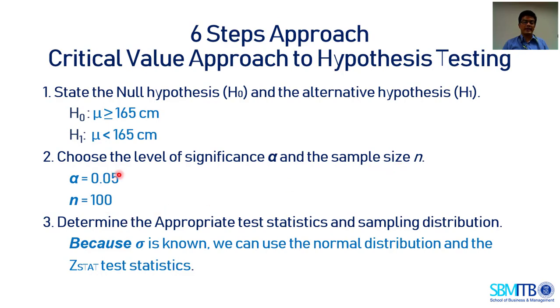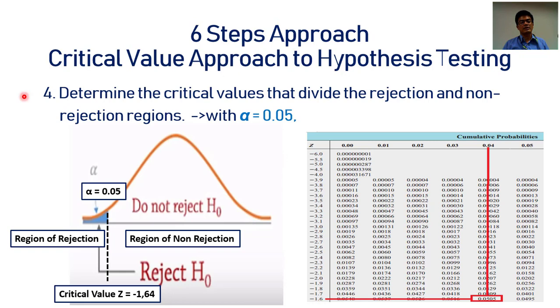The value remains the same. Also with the third step. At the fourth step, we find a difference. Determine the critical values that divide the rejection and the non-rejection regions with an alpha of 0.05. Note, previously, the error term is divided in 2 directions, both in the left and the right directions.